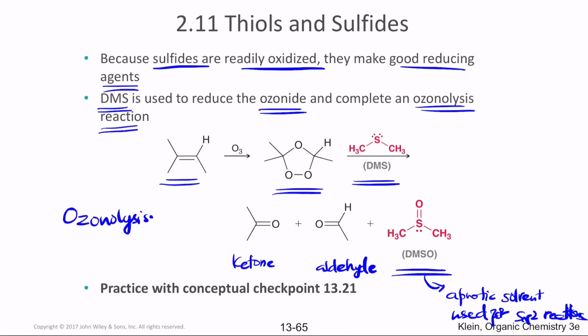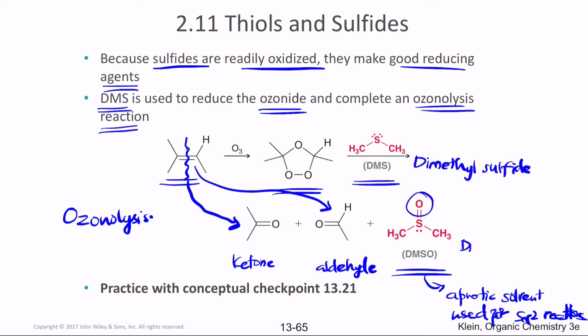It basically splits the double bond into two parts and creates one half of it to be a ketone and the other half becomes an aldehyde. And finally, the other oxygen will end up combining with dimethyl sulfide and forms dimethyl sulfoxide. So here remember that this is dimethyl sulfide, and here it is dimethyl sulfoxide. So this here is the idea behind the compounds.